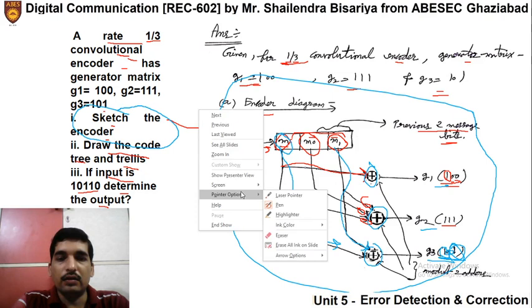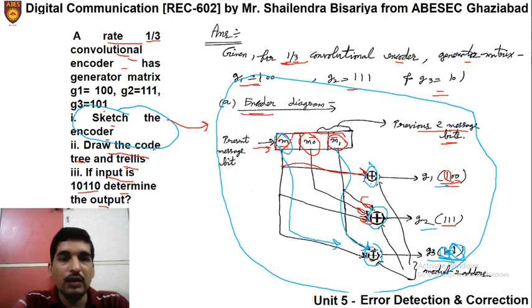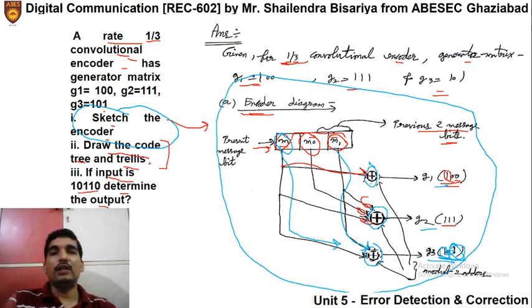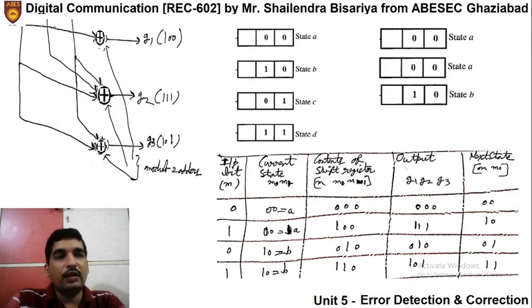Now the next point is to draw the code tree and trellis. We will discuss how we draw the code tree and the trellis diagram from this encoder. First of all, I have redrawn the encoder here. As we have discussed, we have to define the states and find the value of the states continuously as per the input sequence.